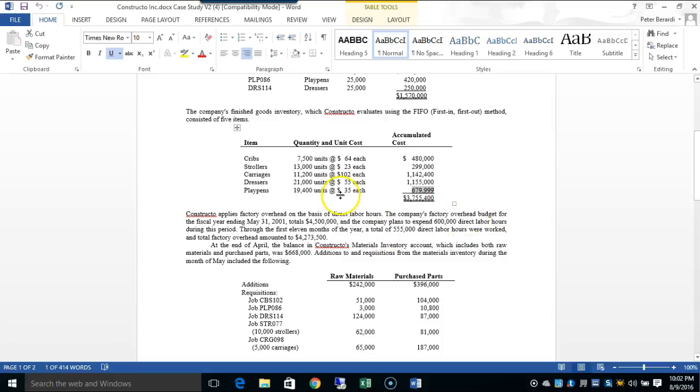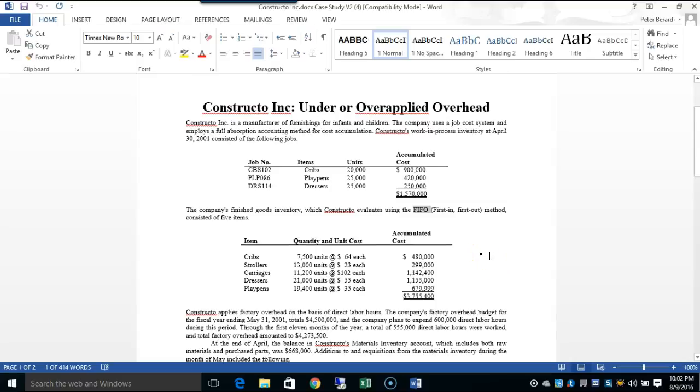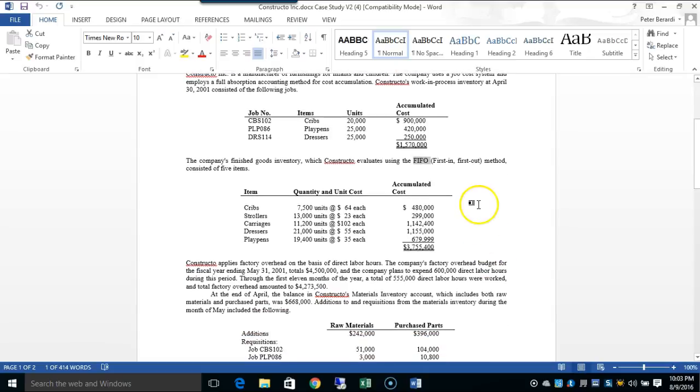You already know that. But don't use this $35 because you're using the FIFO method. Remember that. So your beginning WIP for playpens is $420,000 in dollar terms. Now you have to figure out your current production. Your current production, based on the FIFO method, is what you're going to use to come up with your unit costs. So what got debited to WIP for playpens only?